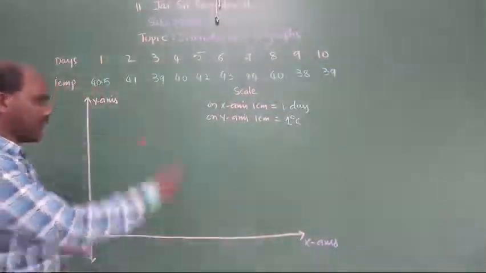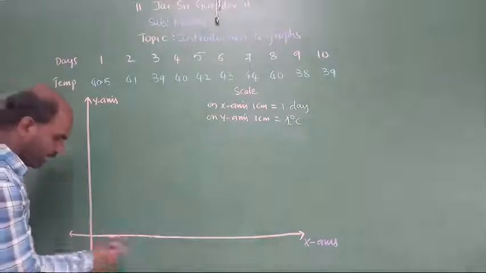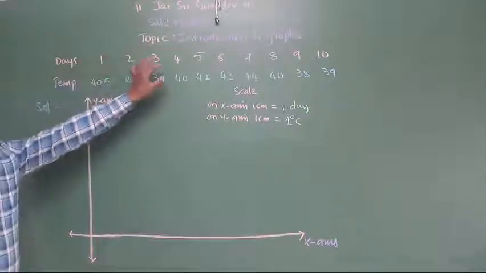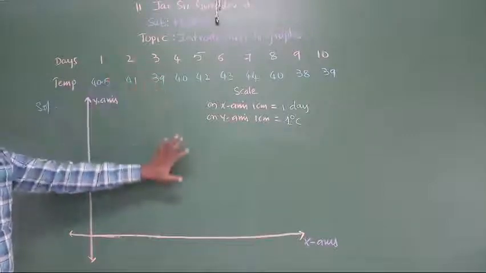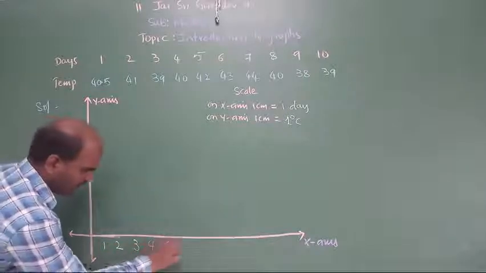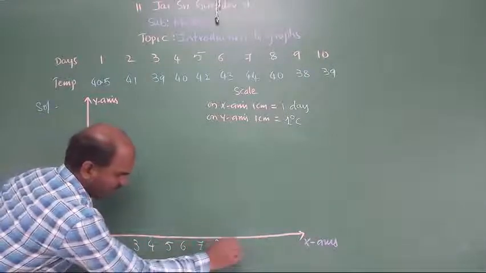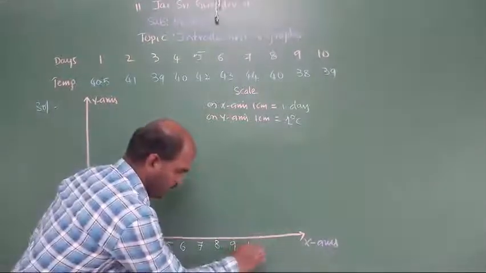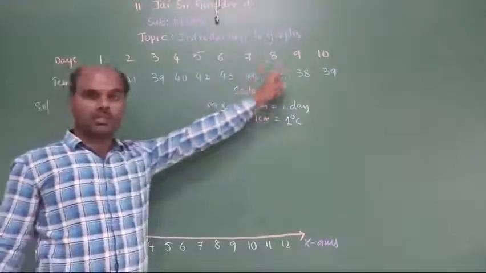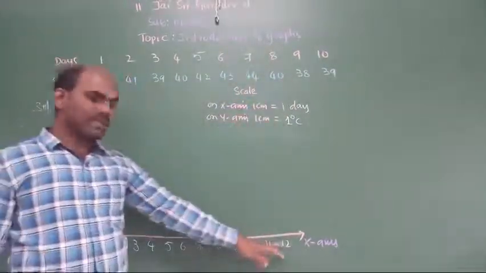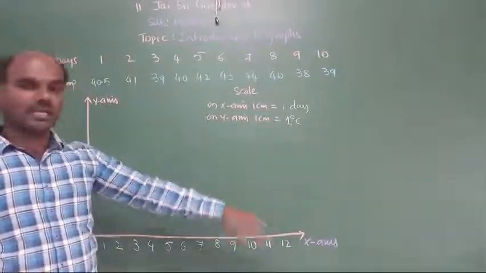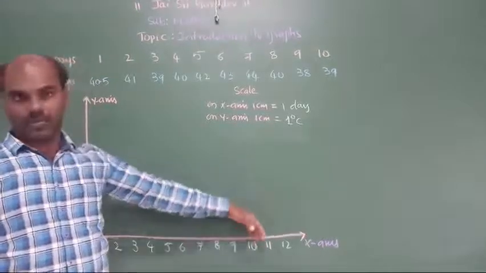Now on the x-axis, 1 centimeter equals 1 day. The days' names are not mentioned, only 1, 2, 3, 4, 5, so we write only 1, 2, 3, 4, 5, up to 11 and 12. But actually in our question we have only 10 days. If you have more centimeters on the x-axis you can take them, or otherwise you can stop at 10 as you wish.